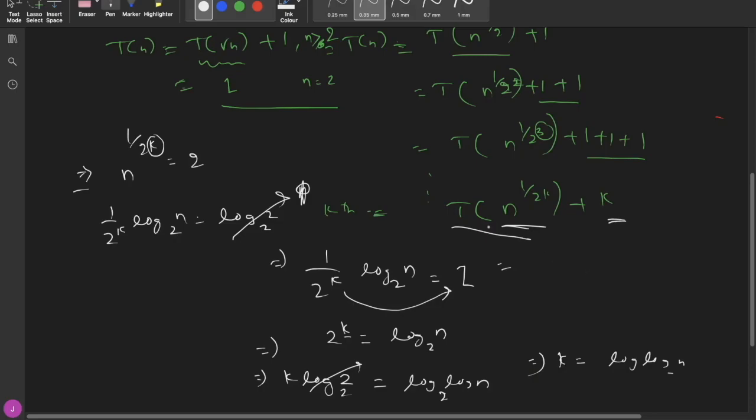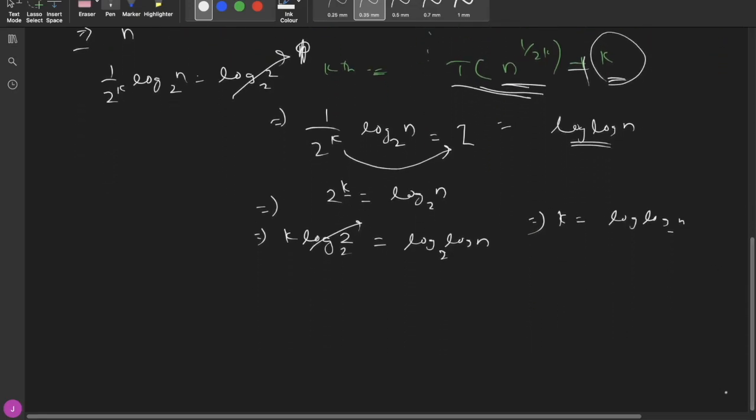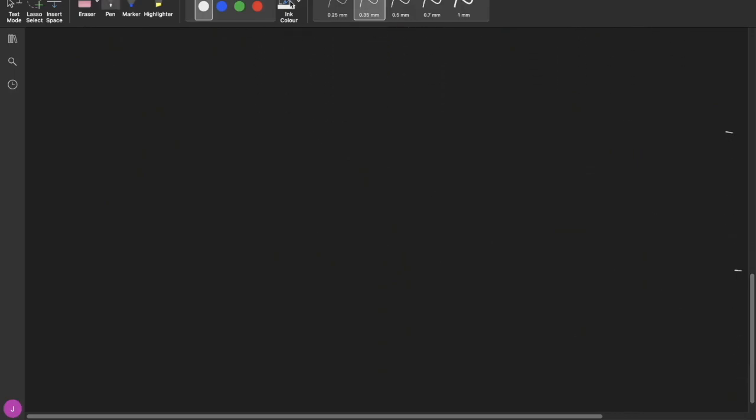At that time only this recurrence will stop and we will be getting log log n as the answer. The time complexity will be log log n according to the substitution method. But this may take some time, that's why we are proceeding to the master theorem. Right? So this is the question.